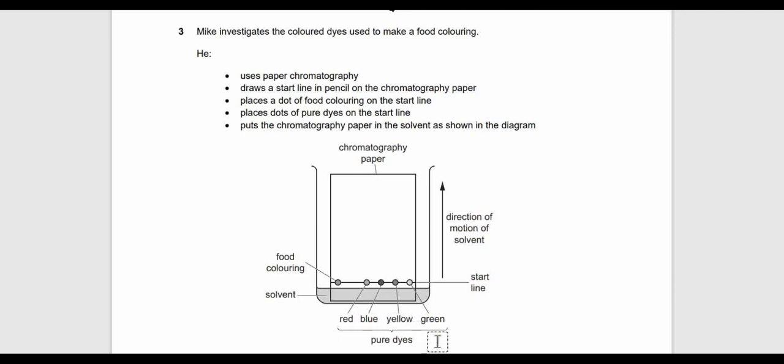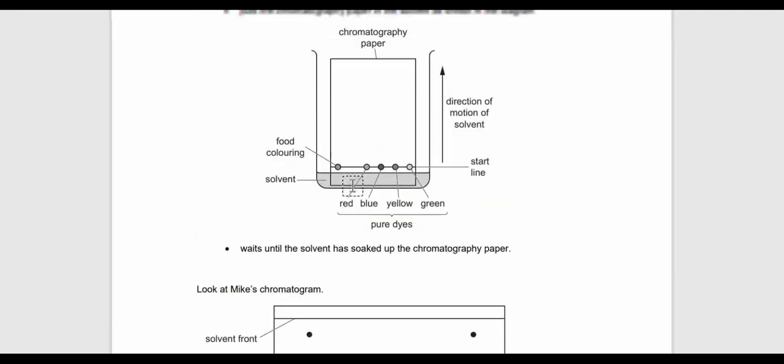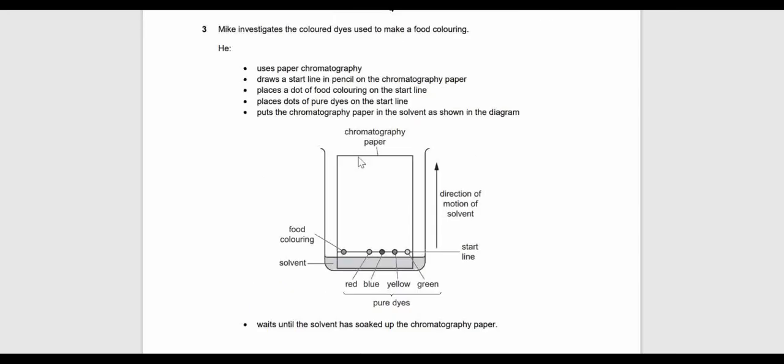Red, blue, yellow, green, pure dye. This is the food coloring starting line here. Direction of motion of solvent, chromatography paper. Next, he waits until the solvent has soaked up the chromatography paper.